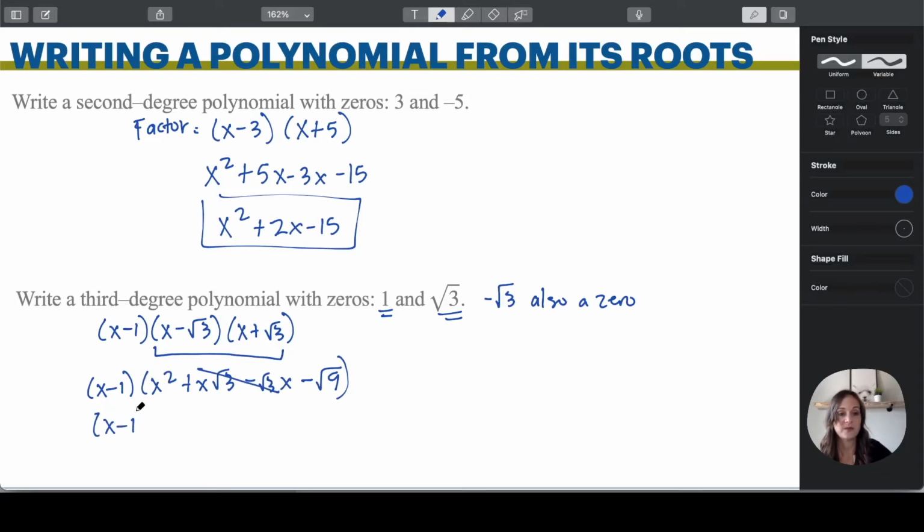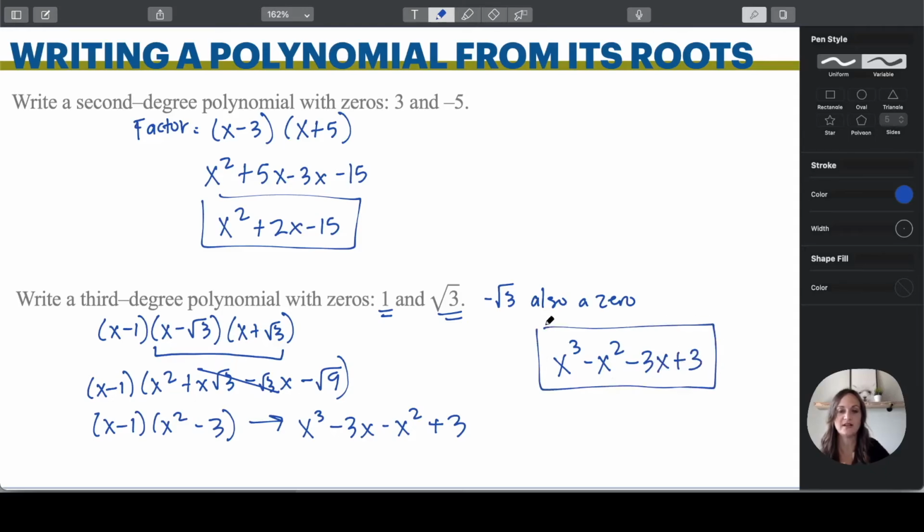So you're left with x minus 1 and then x squared minus 3. The square root of 9 is 3. And now you can FOIL one more time. So you'll get x cubed minus 3x minus x squared plus 3. Write it in standard form. So it'll be x cubed minus x squared minus 3x plus 3 for your final answer.